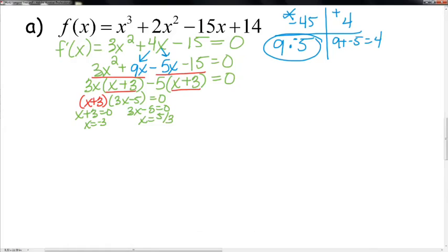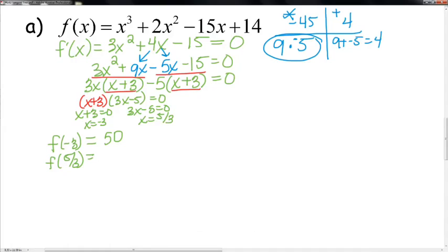Well, these are the x coordinates. In order for me to find out what my y coordinate is for that tangent line, I have to plug these back into the original function. So I want to find what is f of negative 3 and f of 5/3. Alright, just using your calculator real quick, you'll get f of negative 3 is 50.